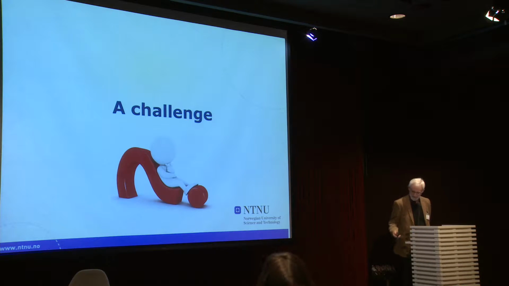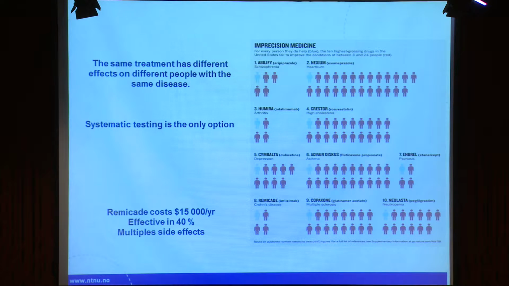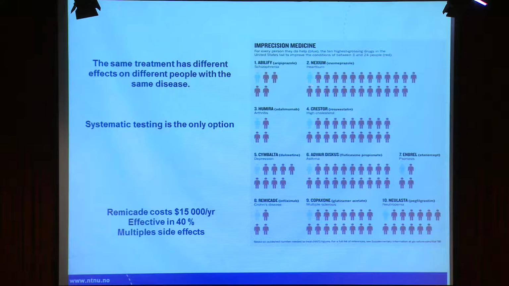So, there is a challenge. This was published in Nature last year, and I think it's very fascinating. This is a table. What it illustrates are the numbers needed to treat to have one person that has full effect of medication. And if you look at the medications that are listed here, for instance, Nexium is a proton pump inhibitor. You can see there are 25 people that sort of sacrifice themselves for the effect of this one.